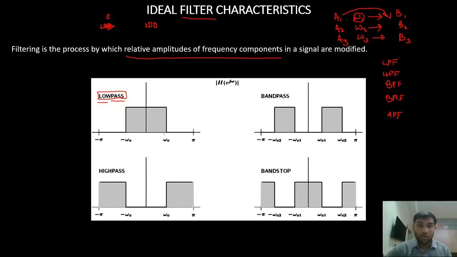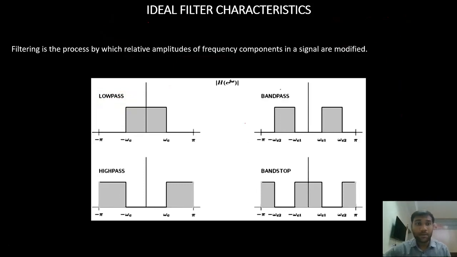Now if I take a low pass filter that allows frequencies up to 100, then what will happen? Only from 0 to 100 my frequencies are passed through, and the frequencies above 100 are rejected. That is what a low pass filter does, right?